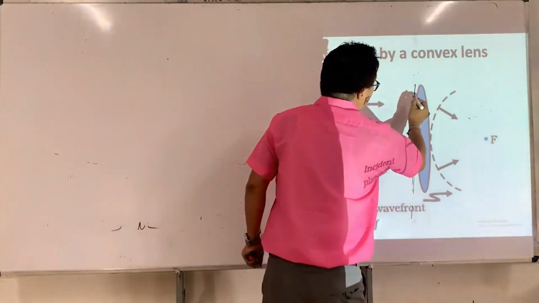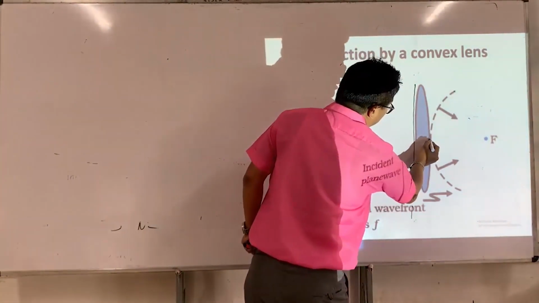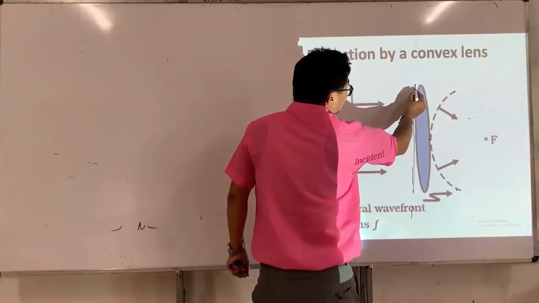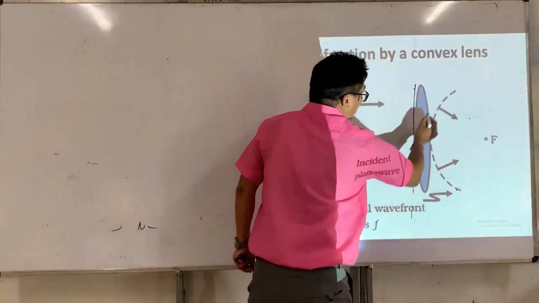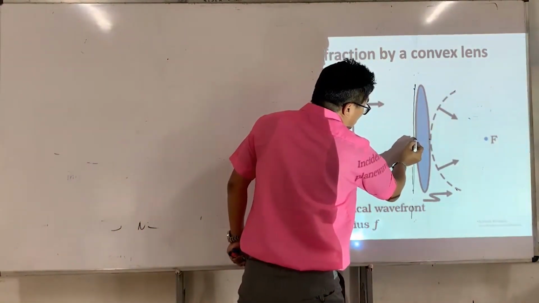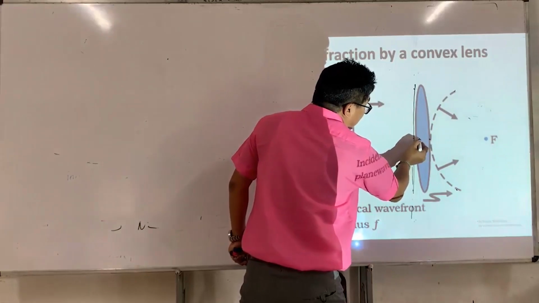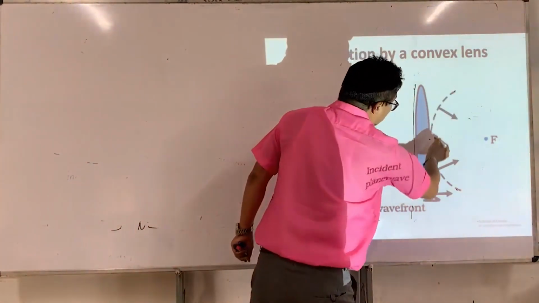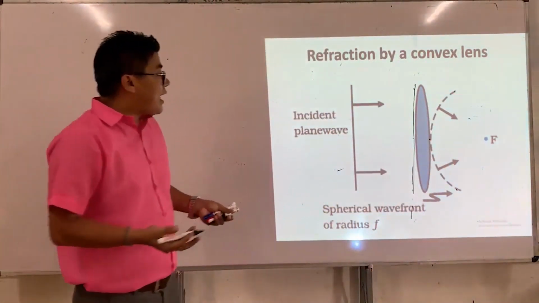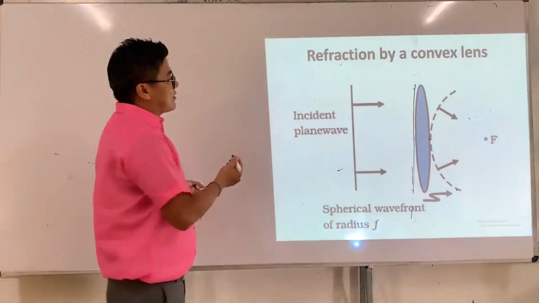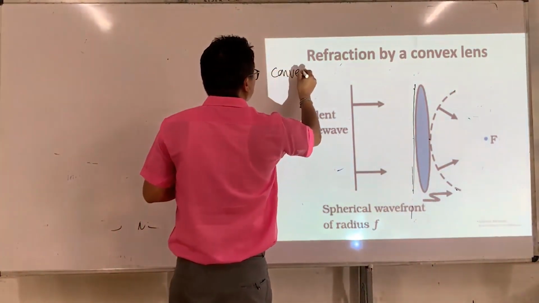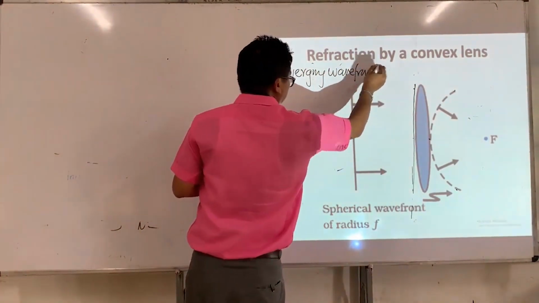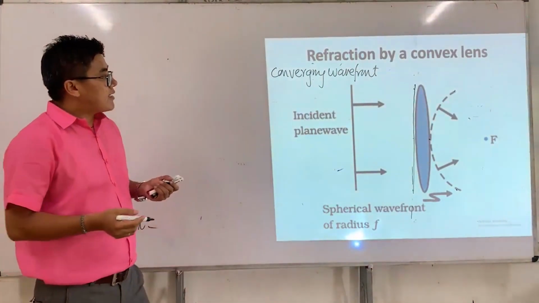That means, look at here, when this portion reaches here, and when this portion reaches here, only then would this portion of light be able to reach this point. Why? Because it travels at a lesser velocity in this medium, right? So once you draw, this is what we have. The waveform tells us it is converging. This is the converging waveform.